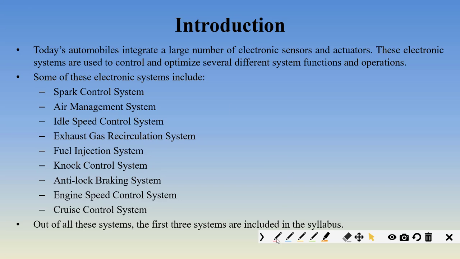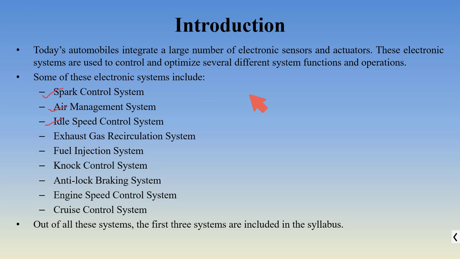Okay, so this is exactly what I was saying. Today's automobiles integrate a large number of electronic sensors and actuators. And electronic systems have to control and optimize several different system functions. Some of these are spark control systems. So when exactly is the spark produced and what is the intensity of spark, what is the number of sparks, what is the duration of spark. There can be an air management system which manages how much air is coming into the combustion chamber. When is the intake valve opening? When is the intake valve closing? When is the exhaust valve opening? When is it closing? Right?